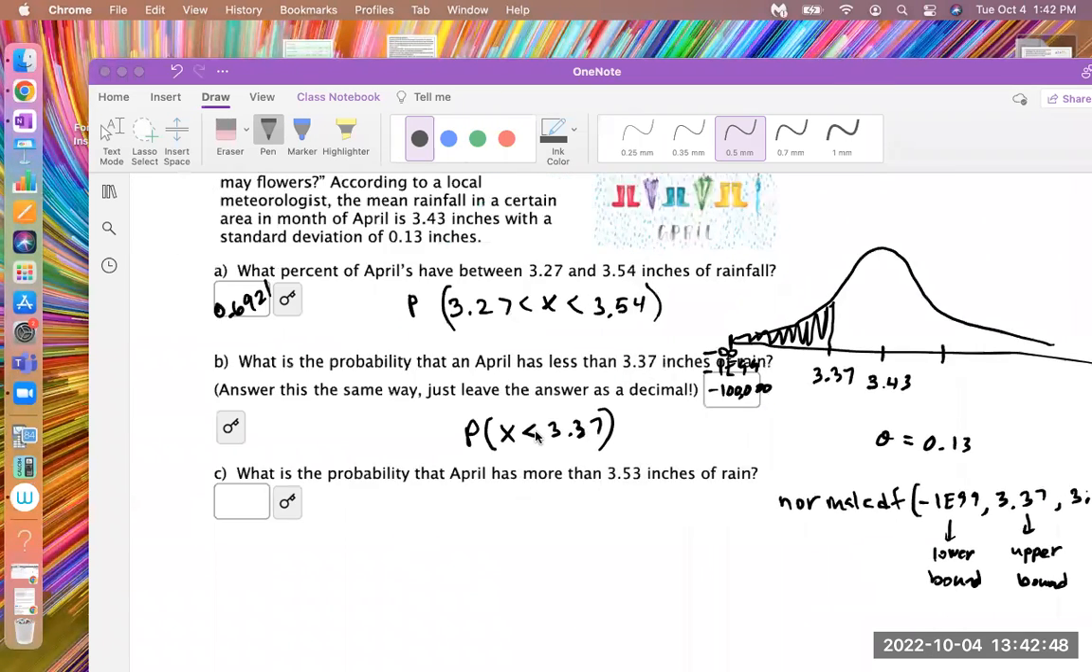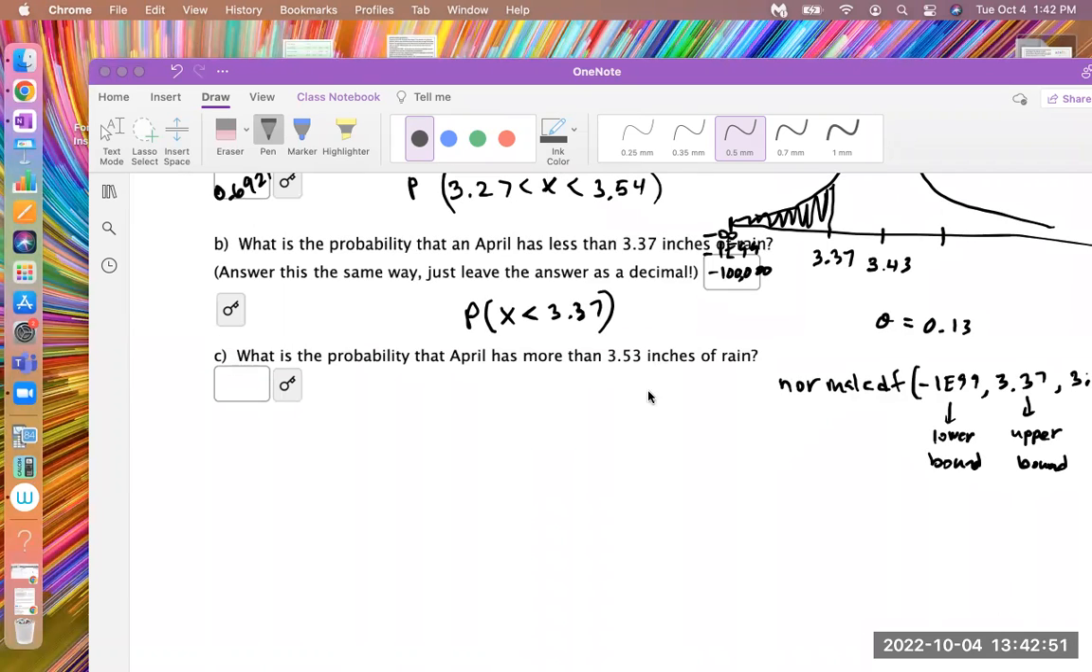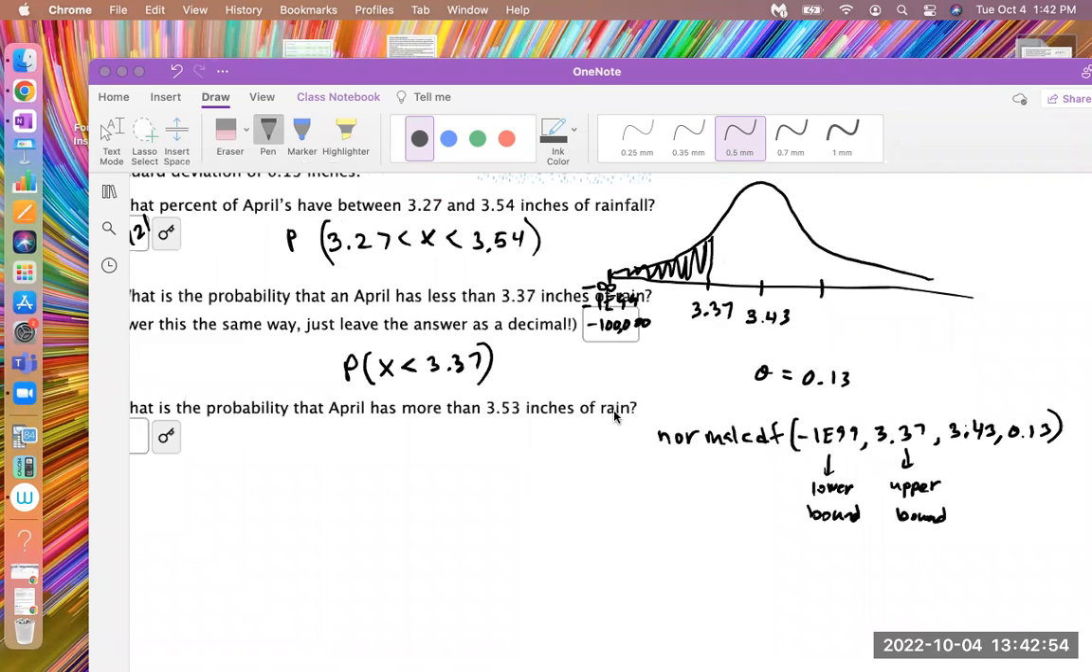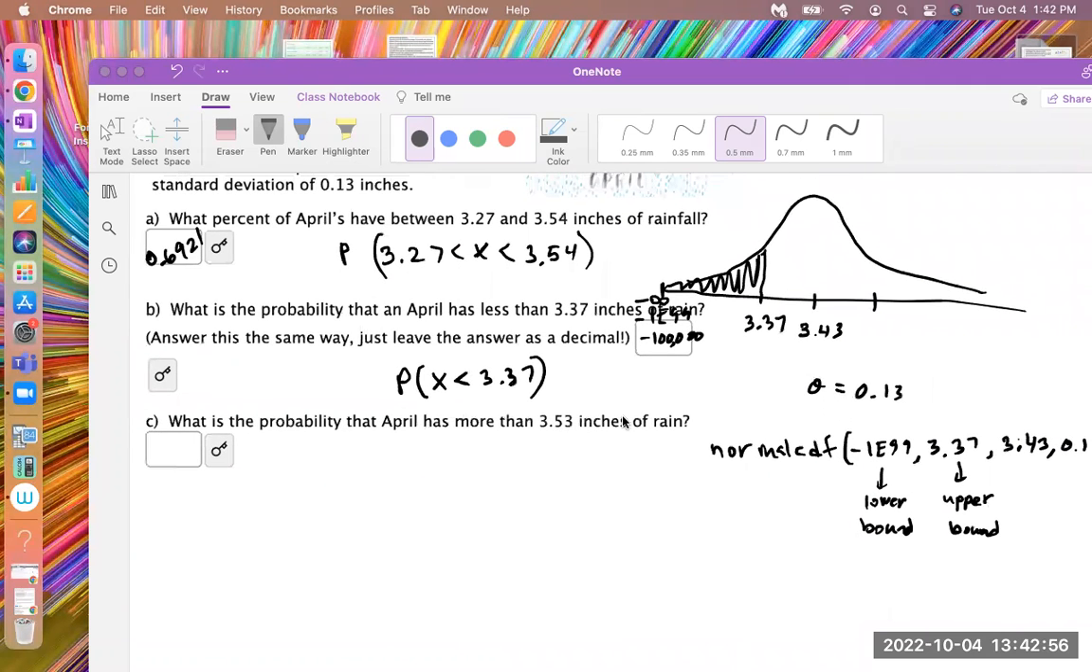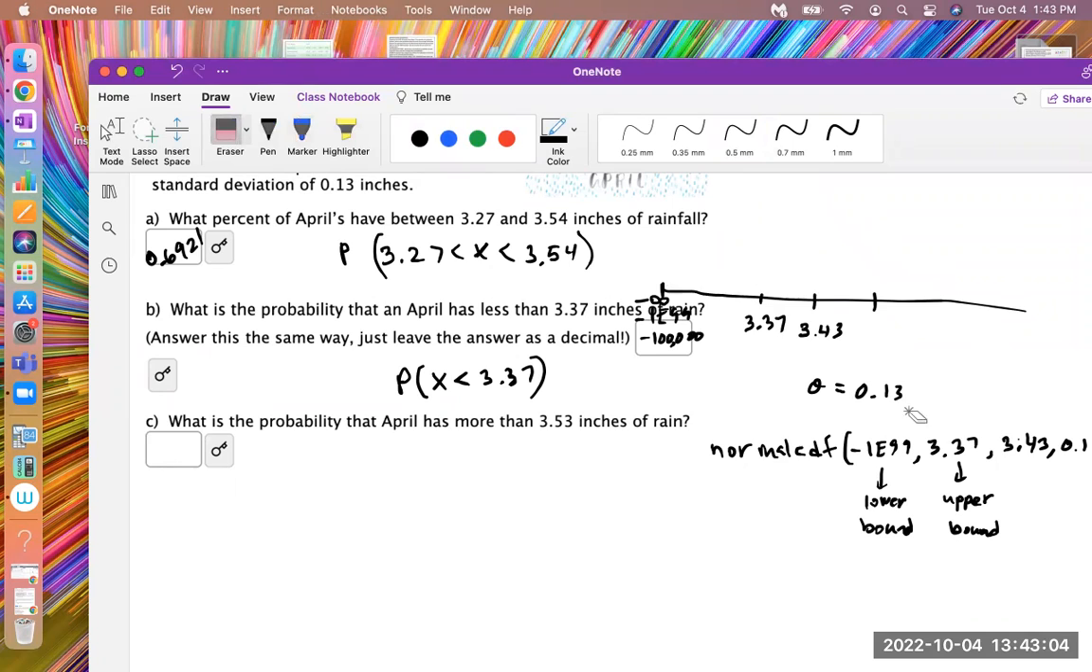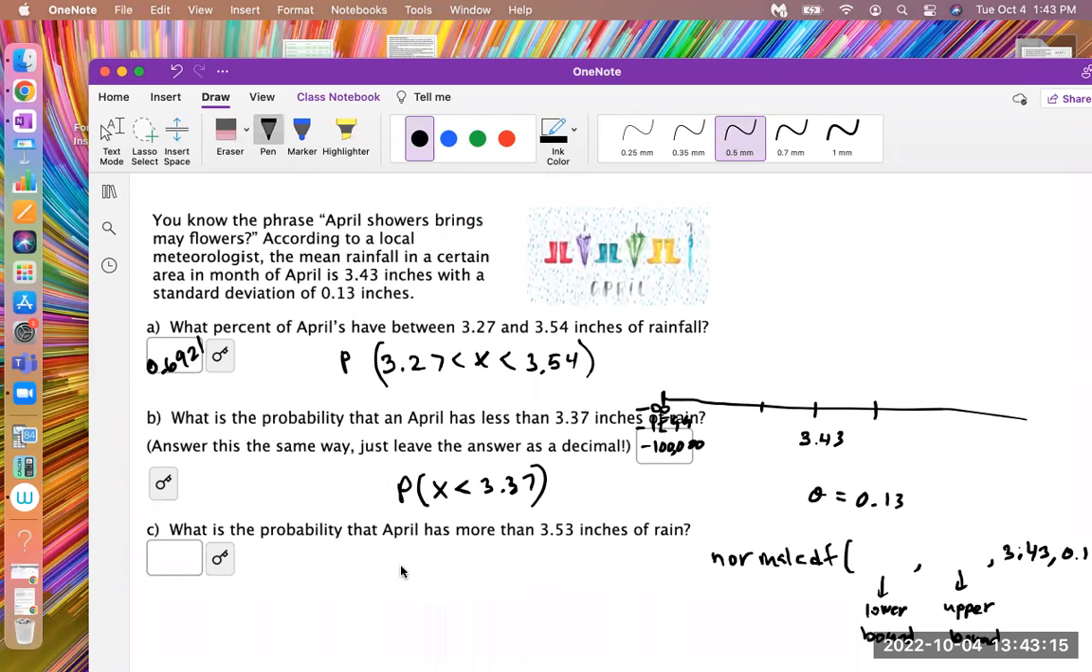Up next, they ask, what is the probability that April has more than 3.53 inches of rain? So it's the same distribution, same mean, same standard deviation. So we're going to leave the same, it's the same setup here. And let's write this out algebraically. The April value X has more than, so is bigger than, 3.53.